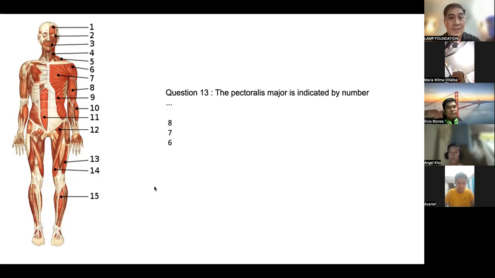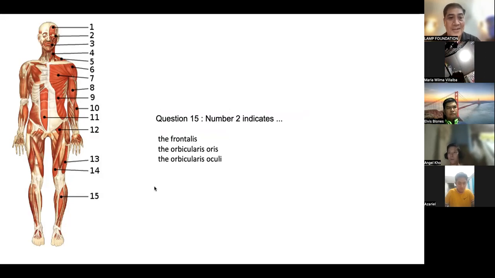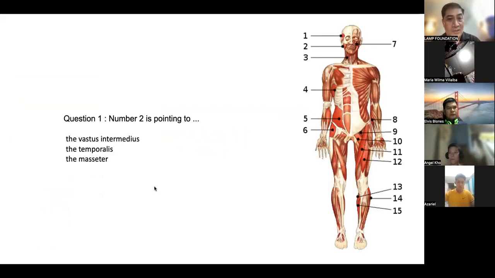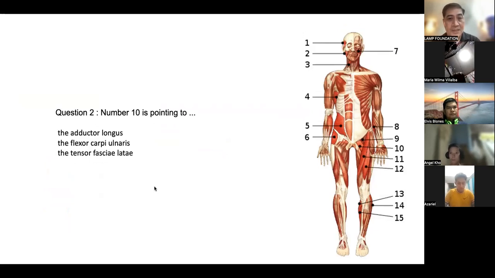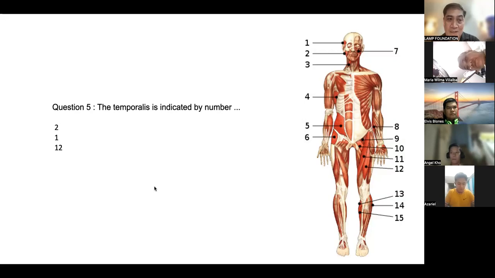Which muscle is the rectus abdominis? Number 11. The pectoralis major is indicated by number what? Number 7. Which muscle is number 1? The frontalis. Number 2 indicates what? The orbicularis oculi. Number 2 is pointing to what muscle? The masseter. Number 10 is pointing to what? The adductor longus. Wow. Vastus intermedius is indicated by number what? Number 12.